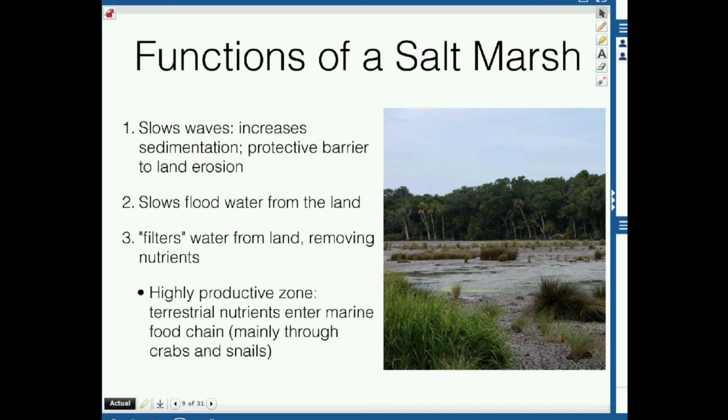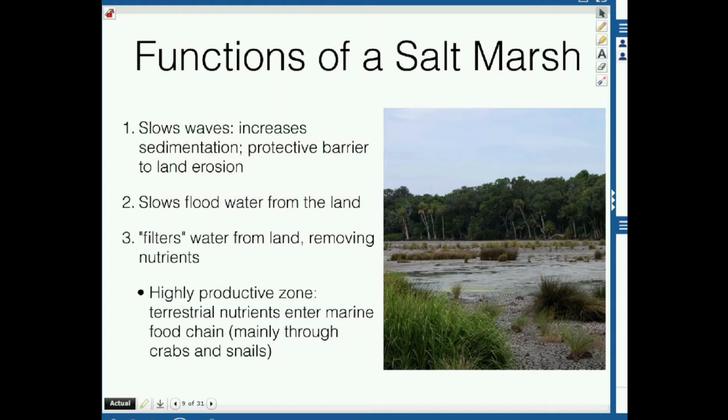So what is the importance of a salt marsh? And this is important for environmental science, this part. So we kind of did the background in order to get to this part. Salt marshes will slow waves. So they will increase the deposition of sediment, and they serve as a protective barrier to land erosion.